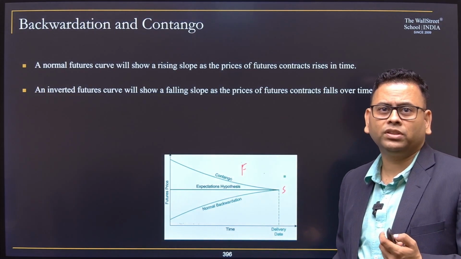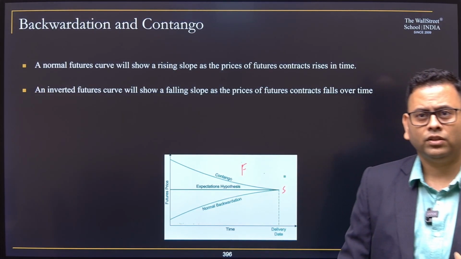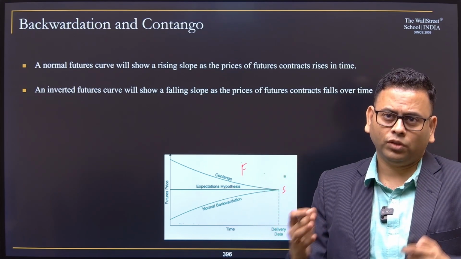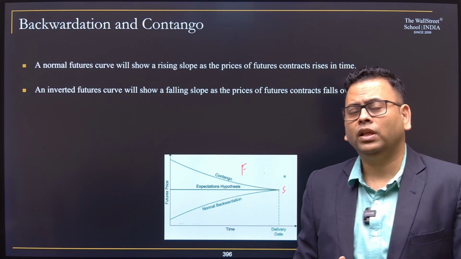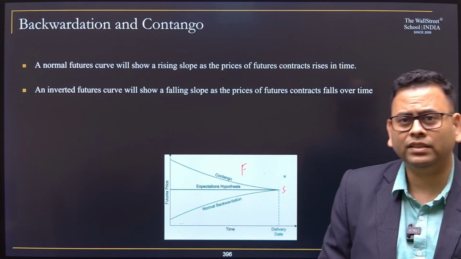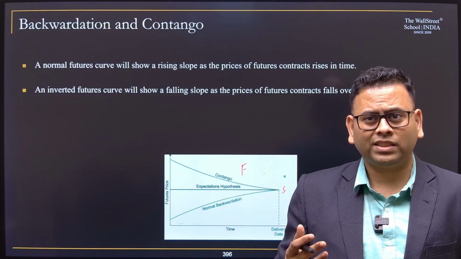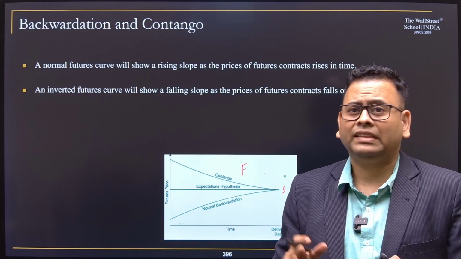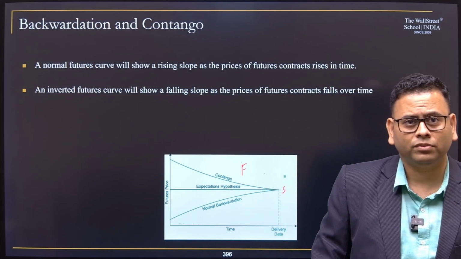An inverted futures curve happens when the long term futures contracts are below the short term futures contracts. So, for example, if the 1 month futures price is more than, let's say, the 6 months futures price, or the 1 month is more than the 2 months futures price, then it's a sign of backwardation.